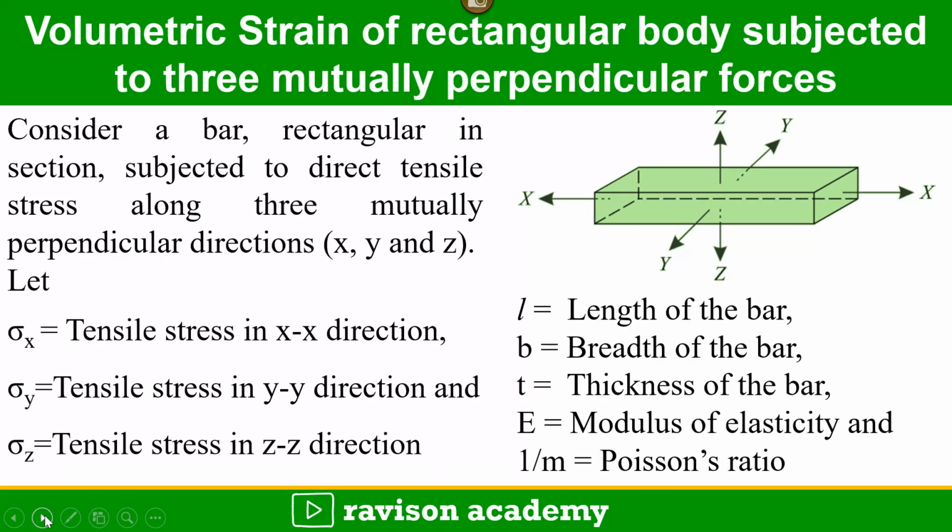Now the volumetric strain of the rectangular body subjected to three mutually perpendicular forces. In the previous section, we have seen a rectangular body subjected to a single force in the x direction. Here, three forces are acting mutually perpendicular to each other in x-axis, y-axis and z-axis. So the tensile stress acting in the x direction will be sigma x, y direction will be sigma y, and z direction will be sigma z.